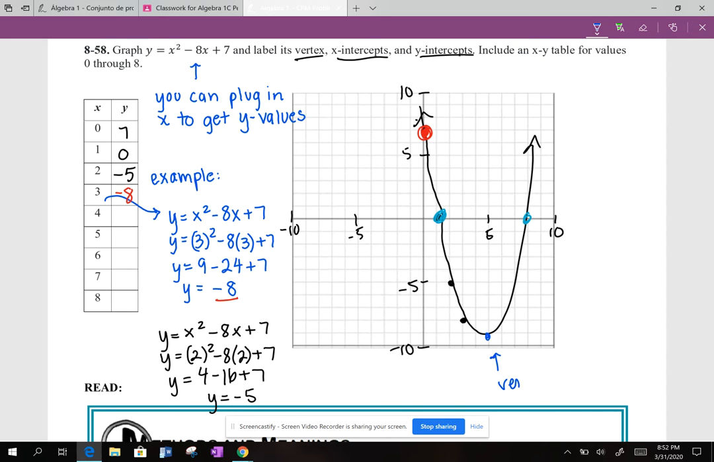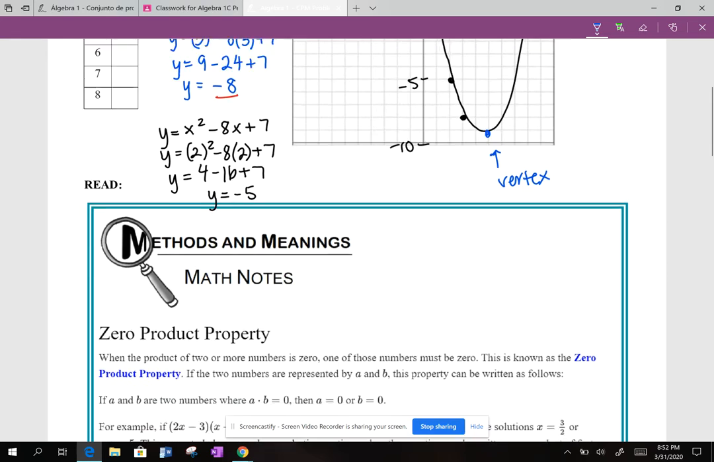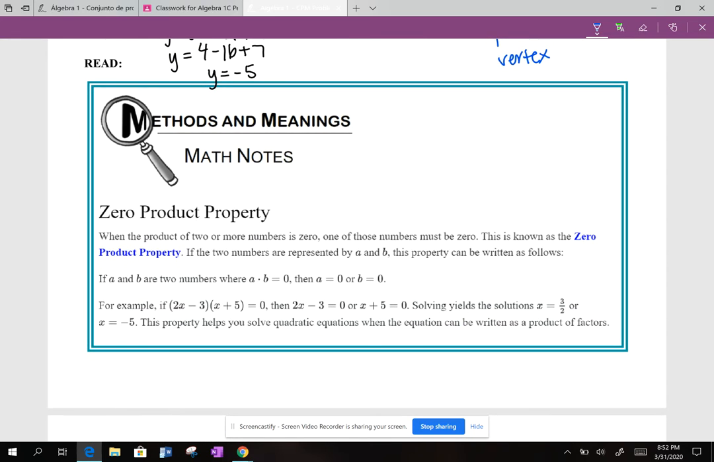Okay, so this is not exact. This is just a sketch because I haven't completed the rest of the table, but you go ahead, finish the rest of the table, finish plotting those points, and then label the important parts of the graph. All right, now I'm going to move on to the next question. But first, let's read through some math notes.